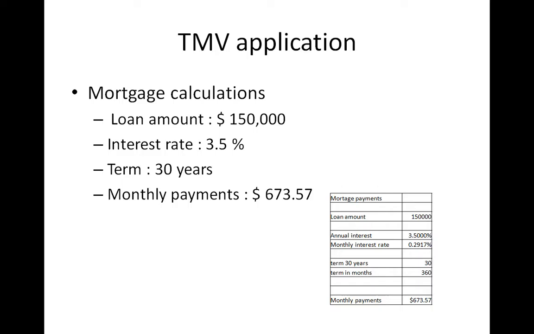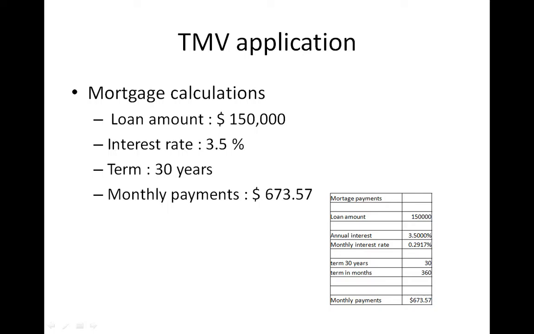So let's say somebody is borrowing $150,000. Let's say interest rate is 3.5%, and the term is, say, 30 years. How much will they have to pay every month? Combined principal and interest would be $673.57. So over here in the Excel, we would have the loan amount.